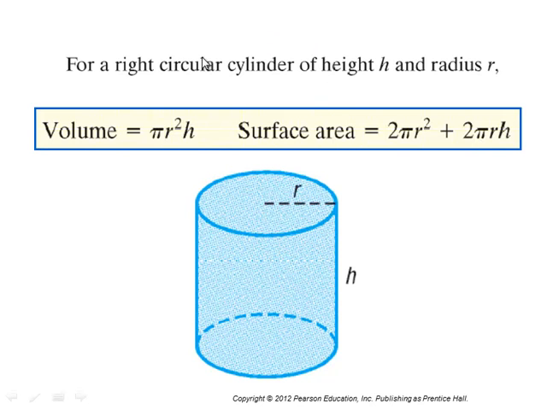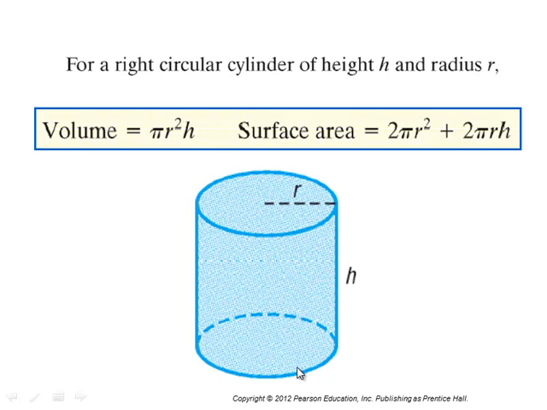Here's a right circular cylinder with a height of h units, and the top and bottom are circular discs of radius r. So the volume of this right circular cylinder will be pi times the radius squared times height. Surface area will be the lateral surface area together with the area of the disc on the top and the bottom. Now, the lateral surface area, the side, think about this as a rectangle.